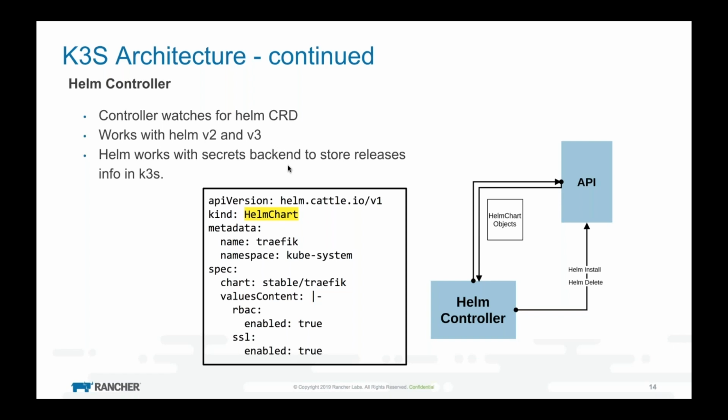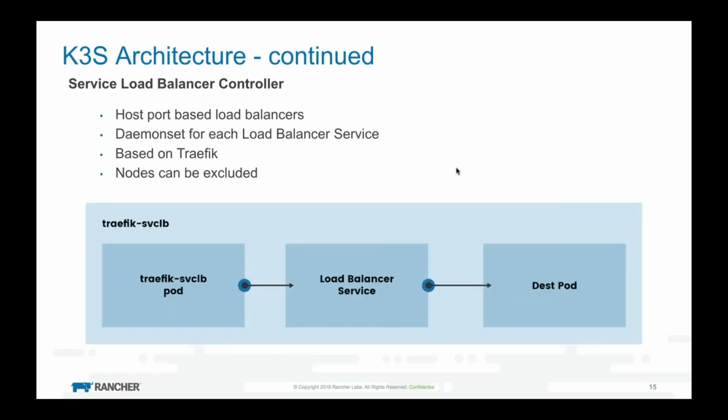So not only do you install Helm using K3s, but you store the release information in K3s as well. As you can see here, the Helm controller will watch the API for any Helm chart CR, and then when it finds one, it will just install it. And if the Helm CR is removed, you will see that it got deleted afterwards.